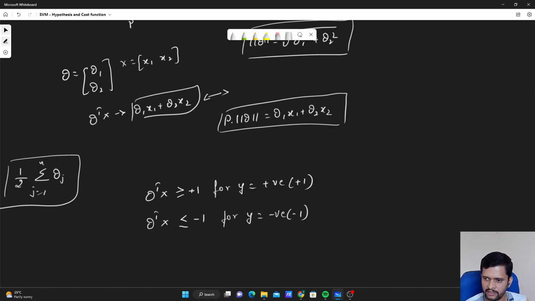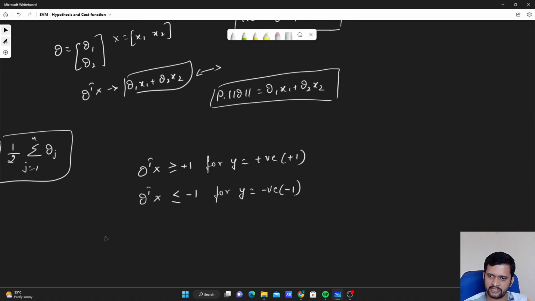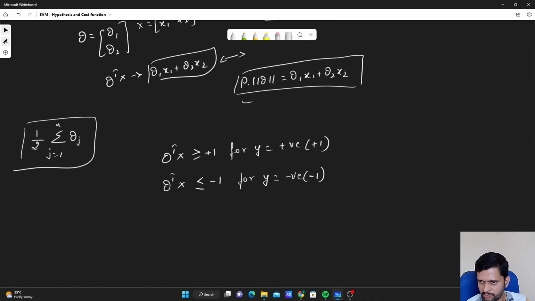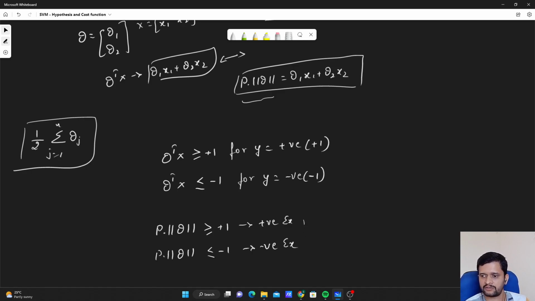And negative examples are denoted by minus 1, right? With respect to SVM I am talking about. So this is our main condition. If you substitute this P into norm of theta, theta transpose x can be written as P into norm of theta, correct? We want this to be greater than or equal to plus 1 when we have positive examples, and we want P into norm of theta to be less than or equal to minus 1 if we have negative examples. So this is what we have to do.